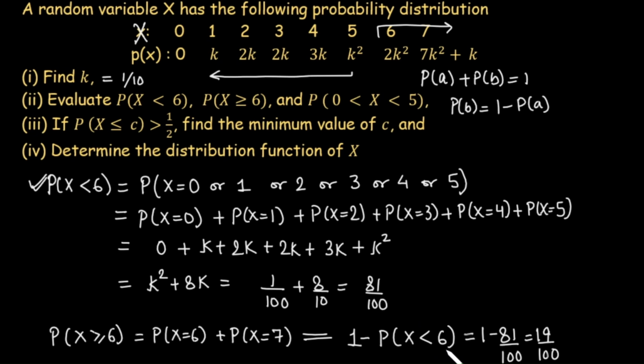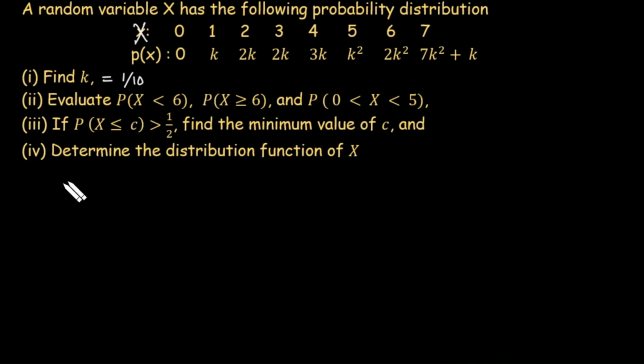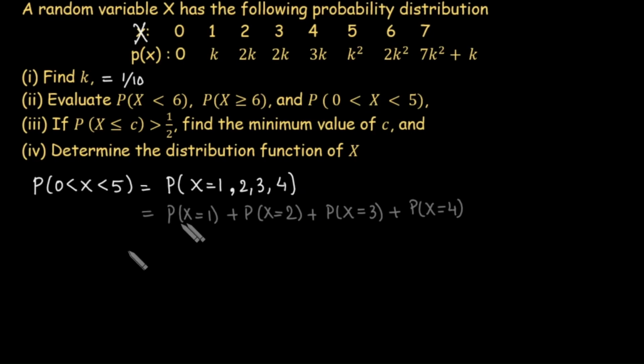The answer will be same. Next is, what is the probability when x lies between 0 to 5? What does it mean? We need to calculate probability when x is equal to 1, 2, 3 or 4. It means we need to calculate the probability corresponding to these four random variable values and then we need to add them.